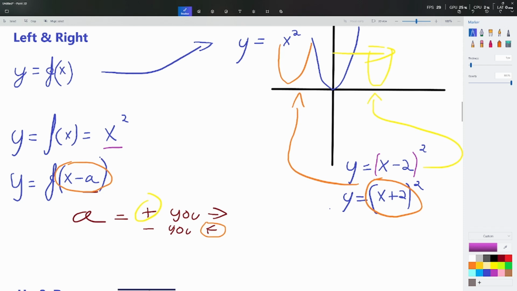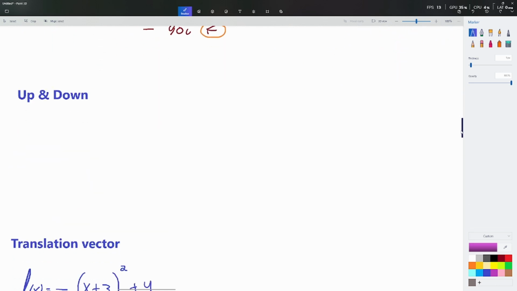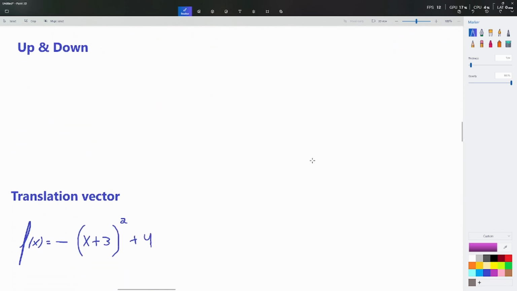We have now looked at how to translate our graphs left and right, but we haven't looked at how to translate them up and down. If you have your function, let's say y is equal to f(x), and let's use x squared as an example, then up and down is, I think, one of the easiest things in IB. You just add or subtract b. So you have y is equal to f(x) plus b.